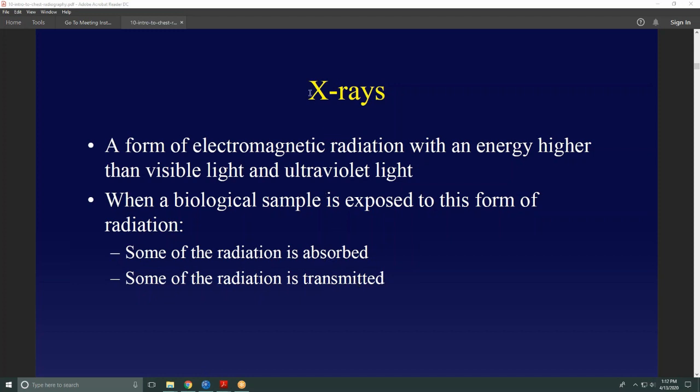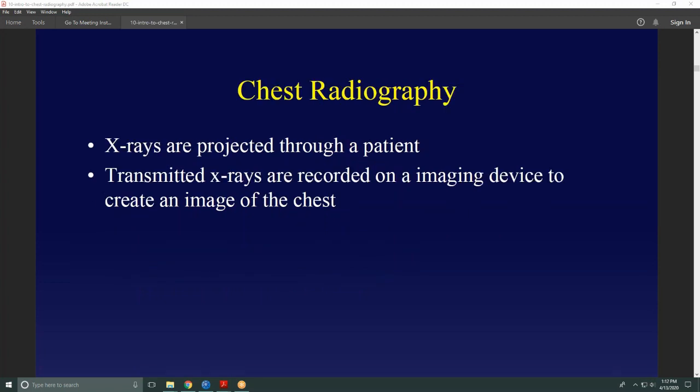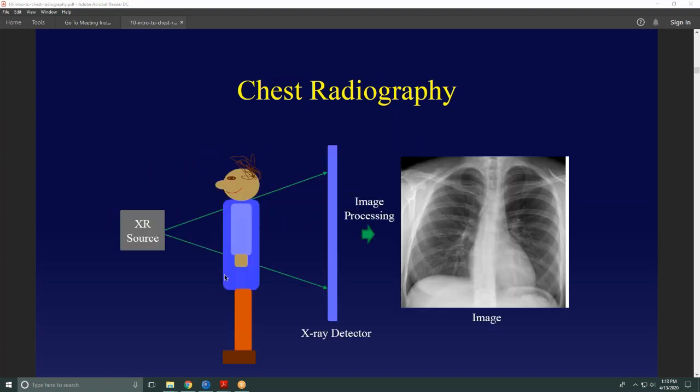So radiographs are acquired using X-rays. The reason they're helpful is that when a material is exposed to X-rays, three things can happen. Some radiation is absorbed. I don't have this here, but some is scattered, and also some radiation is transmitted, that goes through. X-rays are projected through a patient, and the transmitted X-rays are recorded on a device to create the image of the chest.